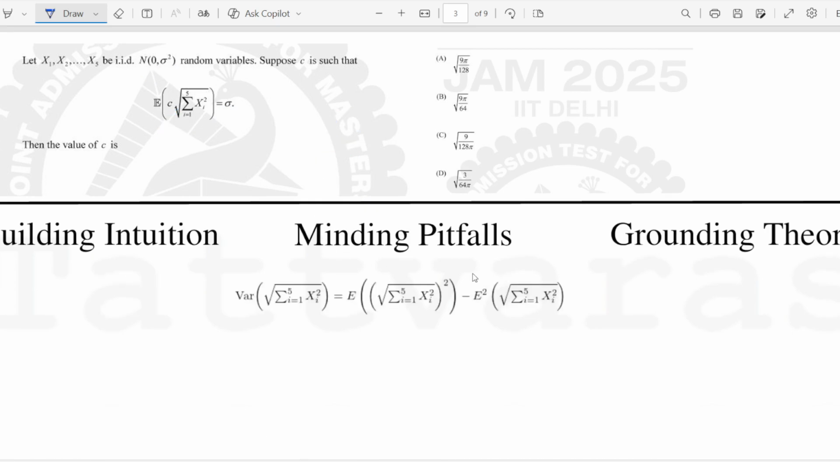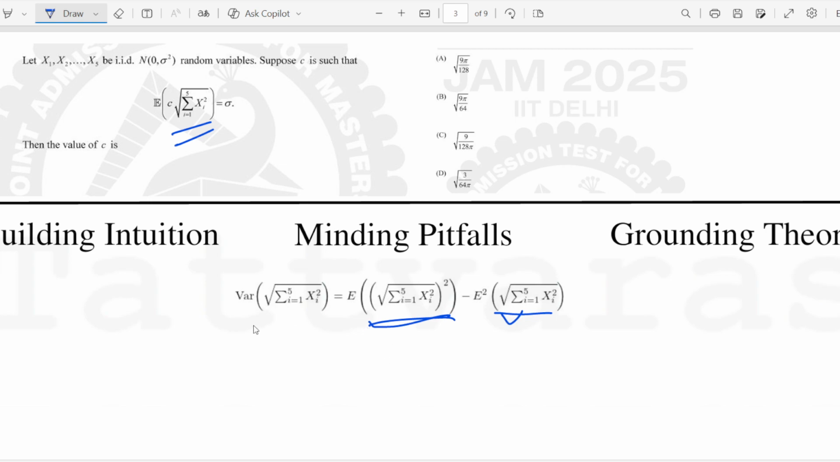Okay. One way to start is to notice that this square root thing is very complicated. But I also know that using the variance expression I can get rid of the square root issue by writing it like this, right? Variance of a random variable is equal to the expectation of its square minus the square of its expectation. So this part is what we want to know, and this makes the square root vanish.